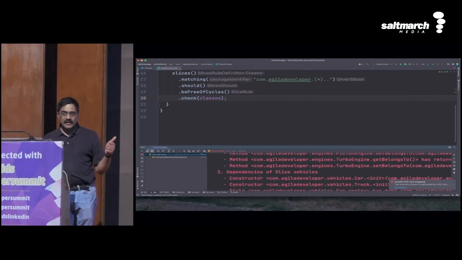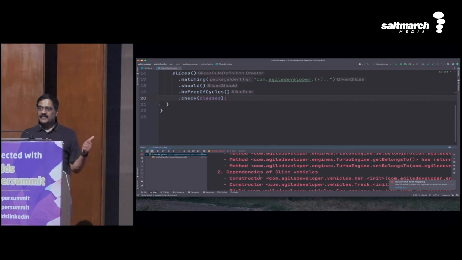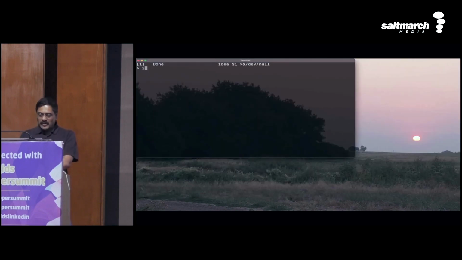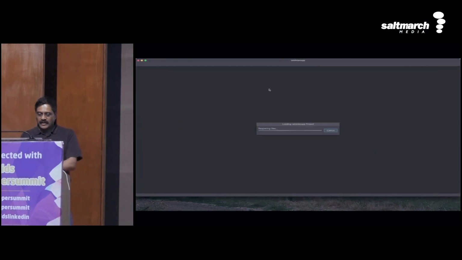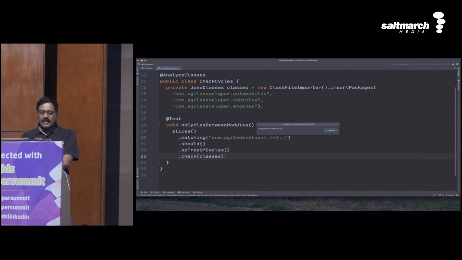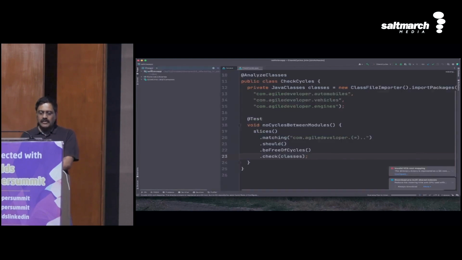So far, so good. What's the next step? What was that? Refactor, right? Refactor the code. So what are we going to do? Next step, let's refactor. So here is my refactored code. So what am I going to say? I want to remove those cycles, as you rightly pointed out.